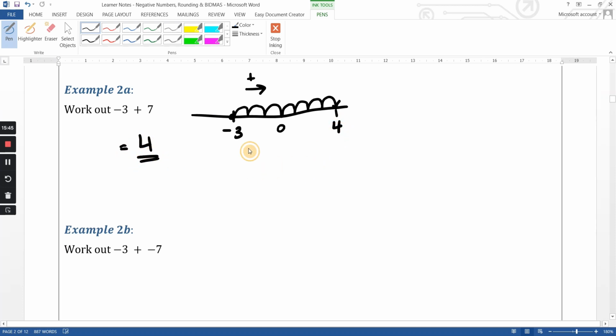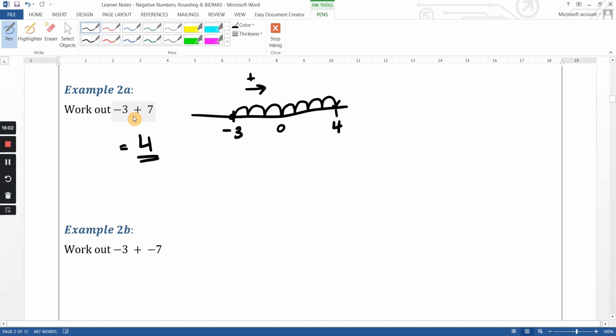Or you could do big jumps. You could do from -3 to 0. That's going to be 3 jumps, and then you need to do 4 more this way, so you land on +4.